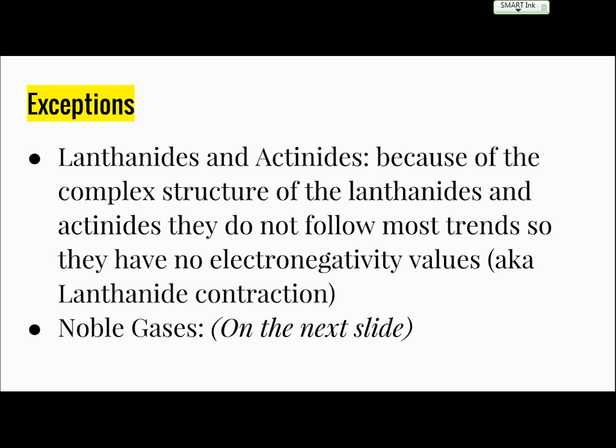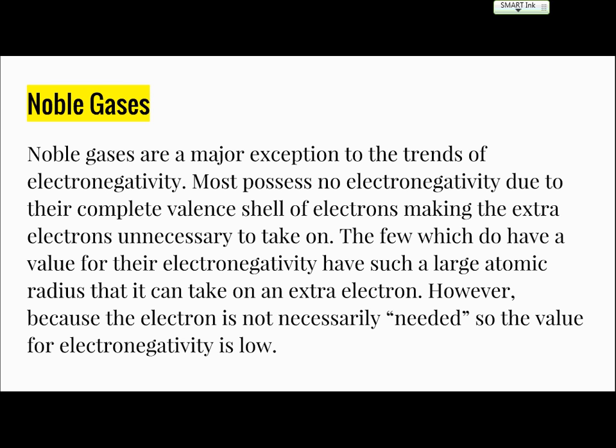Everybody good? Okay. The other exception is noble gases. The reason noble gases don't have a value for electronegativity is that they have a complete set of valence electrons in their outer shell, which means they don't need to take any on. Two noble gases do have values, which I believe are xenon and krypton. It's krypton, yeah. They have a value just because they're so large that they can take on another electron.